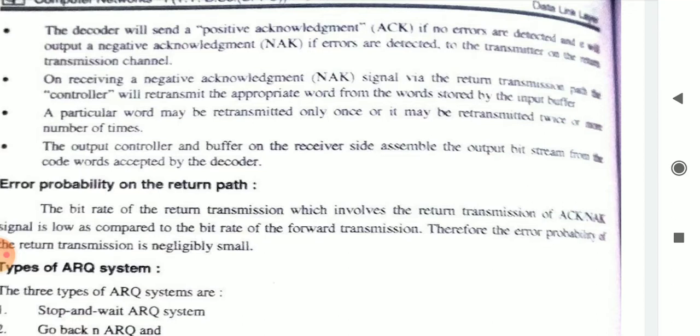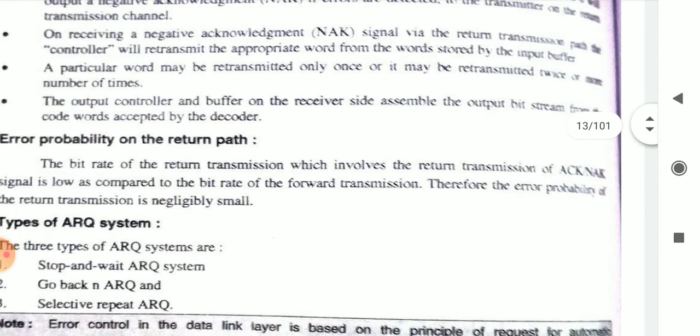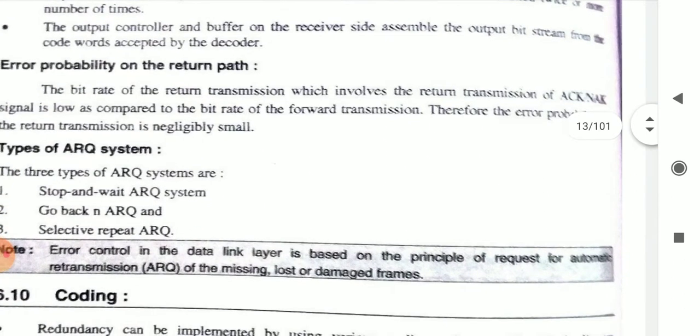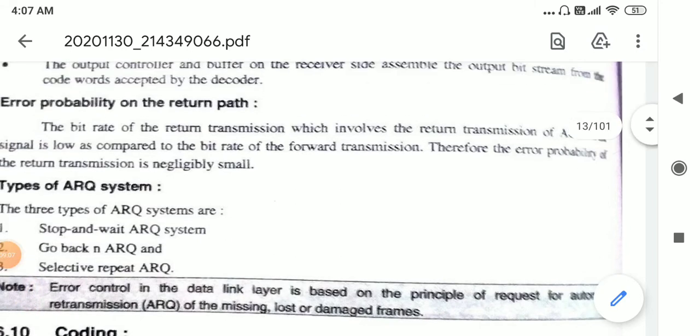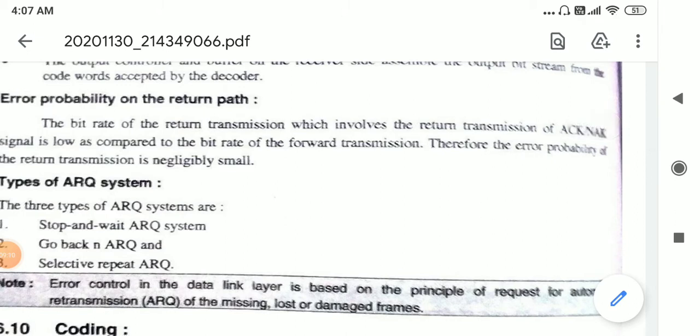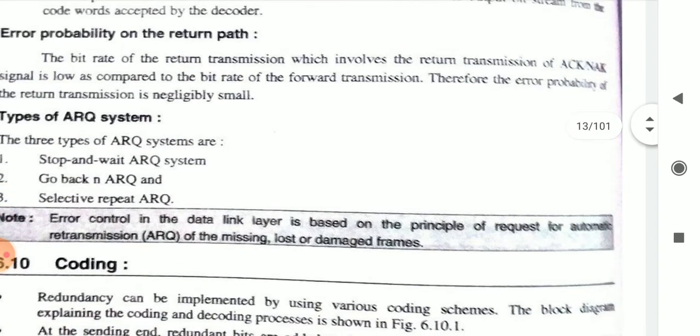Now the output controller and buffer on the receiver side assembles the output bit stream from the code words accepted by the decoder. See here, this is the error probability on the return path. The bit rate of the return transmission, which involves the return transmission of the acknowledgement signal, is low as compared to the bit rate of the forward transmission.